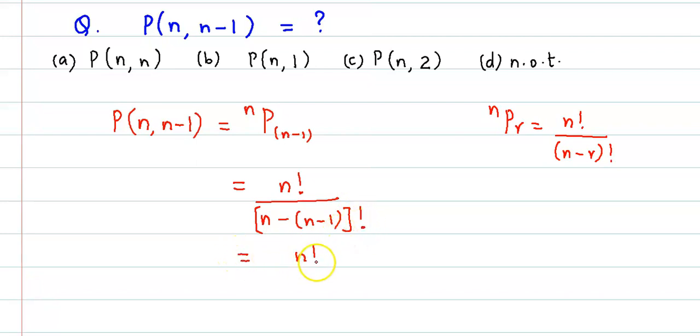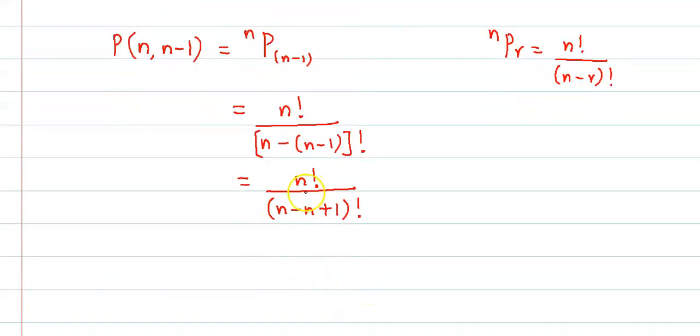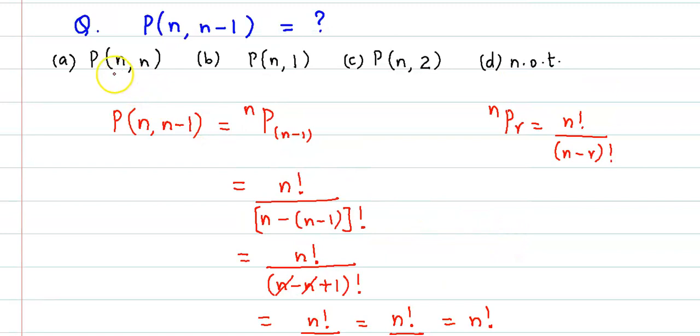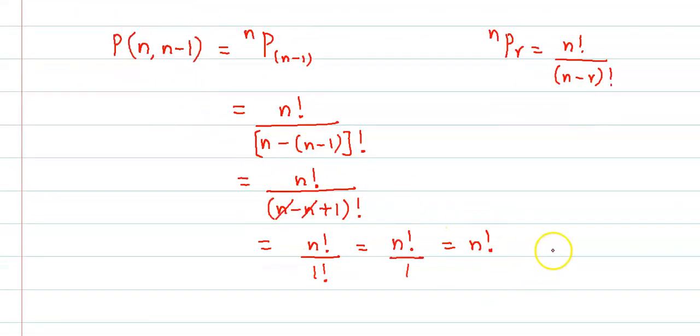So this is n factorial. Now let's open this bracket: (n minus n plus 1) the whole factorial. So n and this minus n cancel, and we have n factorial upon 1 factorial. Now 1 factorial is 1, so this is n factorial upon 1, which is n factorial, and this in fact is P(n, n).